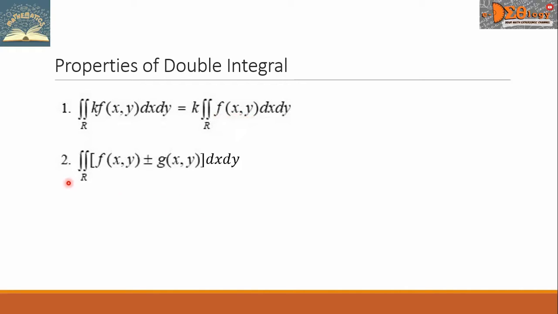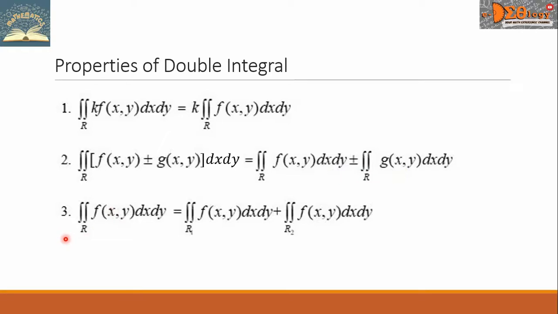Property number 2, the double integral over R of two functions. The first is f of x y plus or minus g of x y dx dy. So we write the double integral over R of the function f of x y dx dy plus or minus the double integral over R of the function g of x y dx dy.